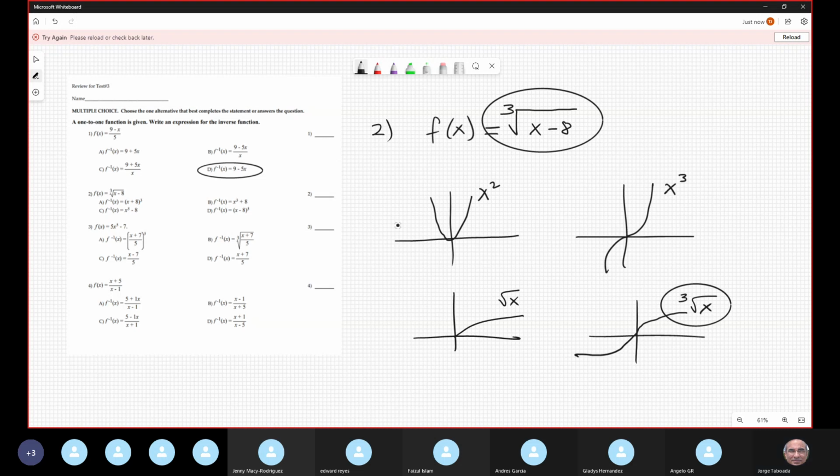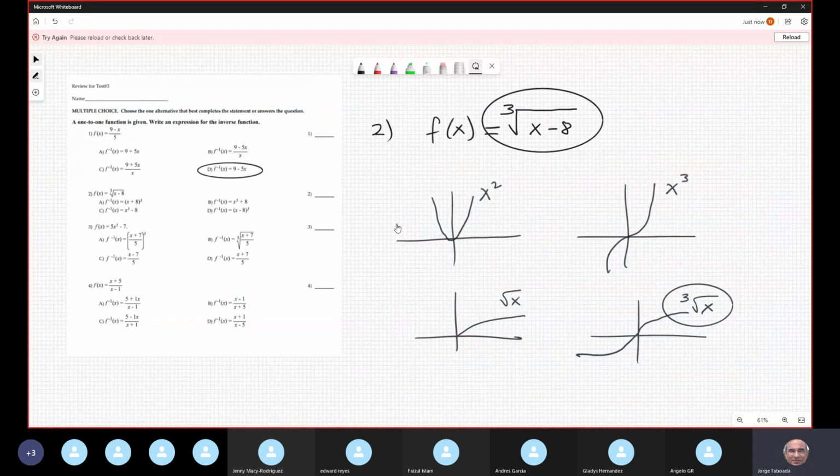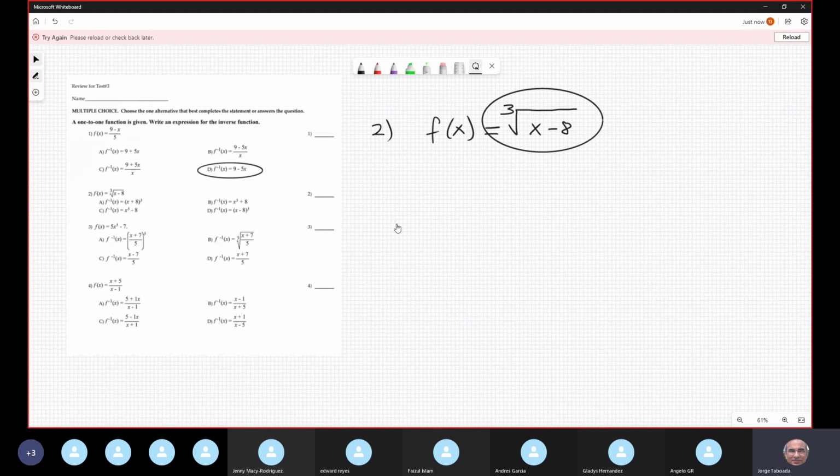Super, Edward. Okay, but does this function, when you apply the horizontal line test, pass or fail? Pass. Pass the test. Just in case you don't remember, you put it in Desmos and you verify in Desmos. But I want to practice a little bit of transformation, you know.